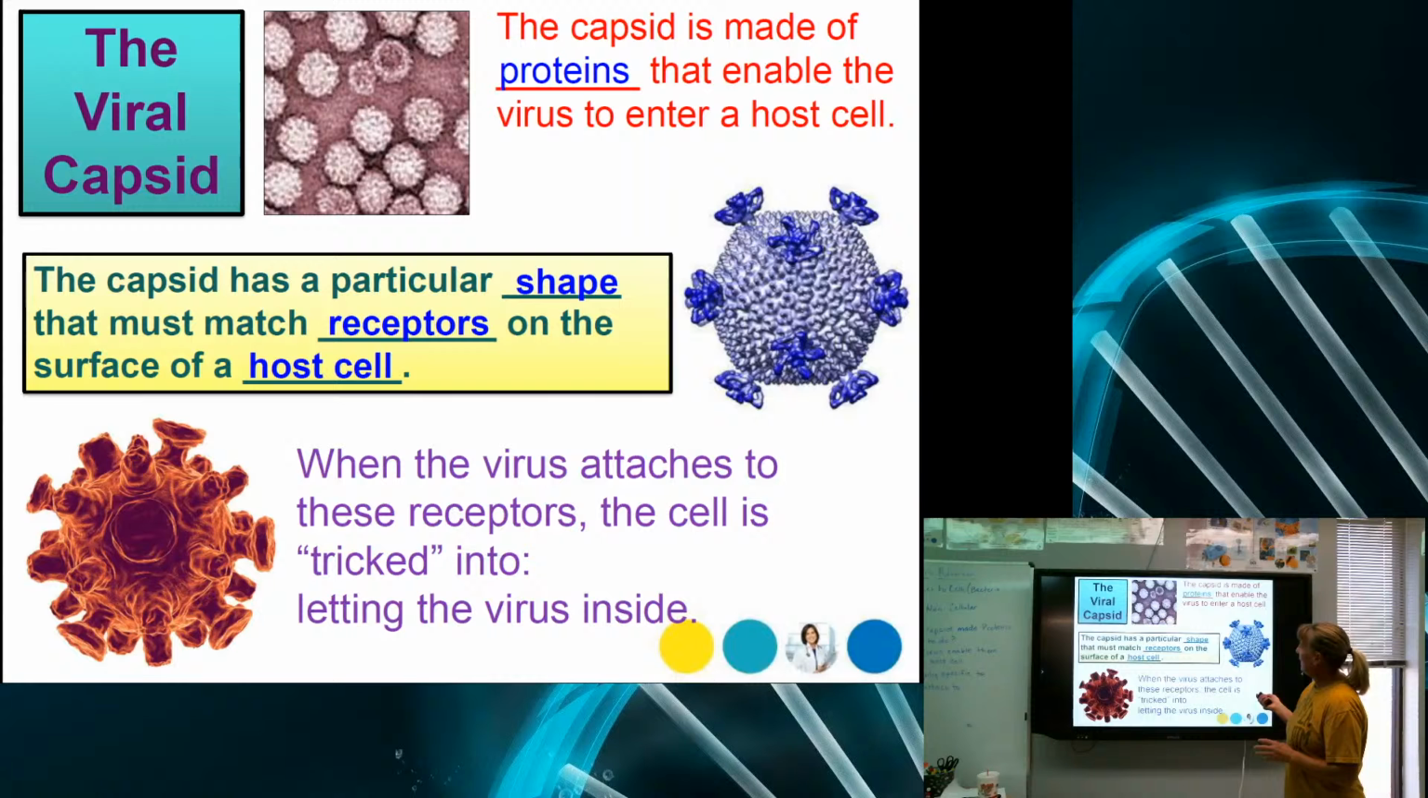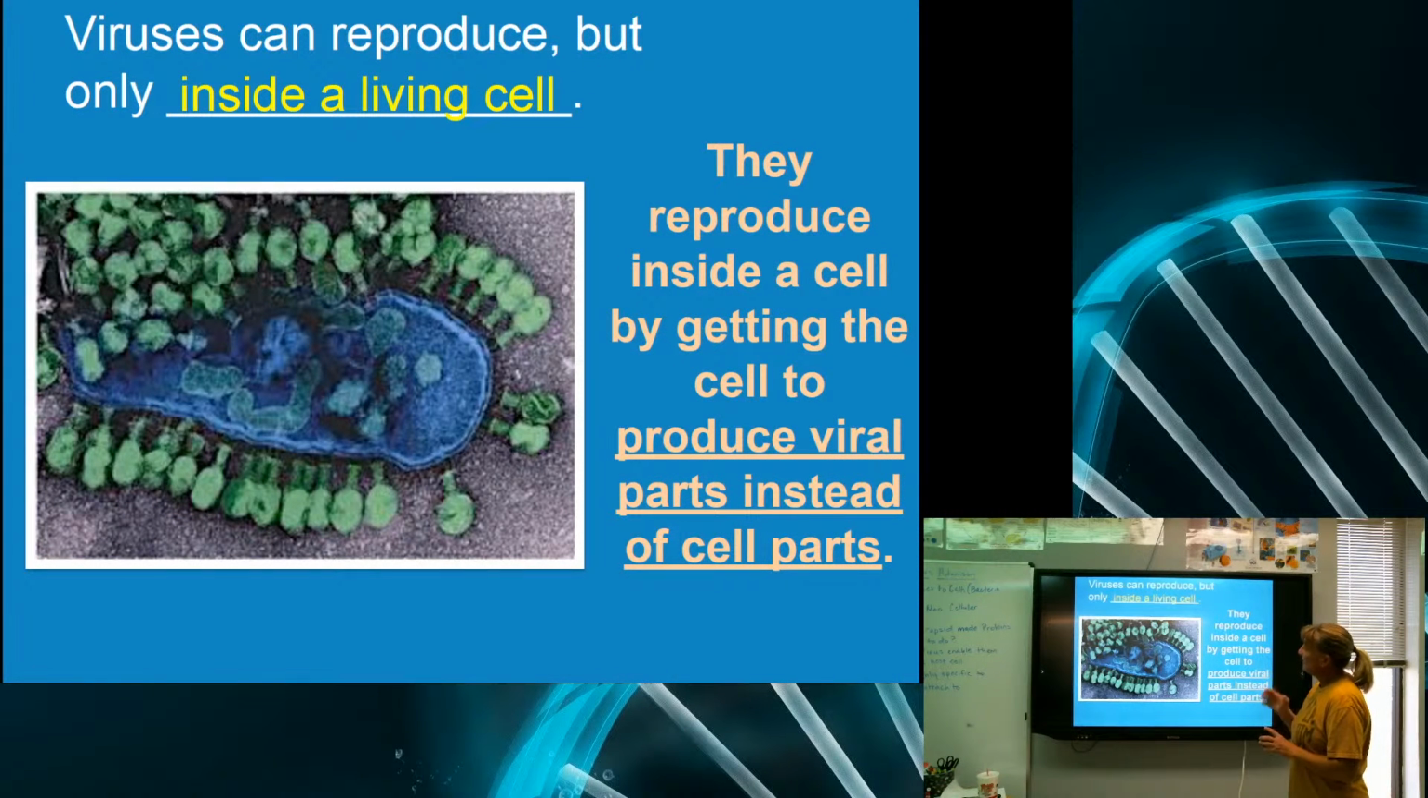Alright, moving on. Viruses trick the cell into letting them in. Notice this is a cell, and it looks like a bunch of little bacteriophage. The virus has come in and attached itself to the cell, tricked it into making other viruses. And this cell is pretty much done. It has burst and released a bunch of viruses out to go and infect new cells or different cells.